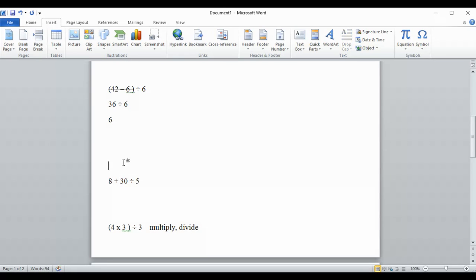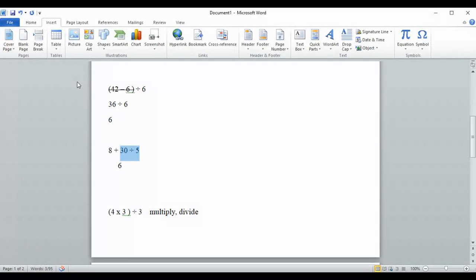Then when we look at our next problem, we have 8 plus 30 divided by 5. What do we do according to order of operations? Well, we have to do the division. So 30 divided by 5 is going to give us 6. And this is the part I've done.